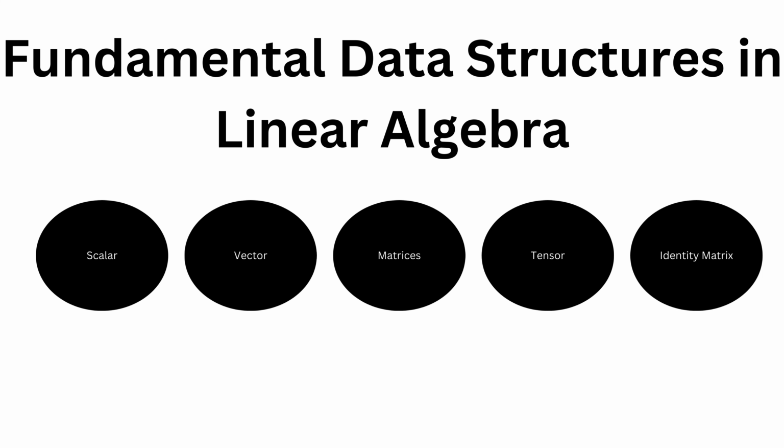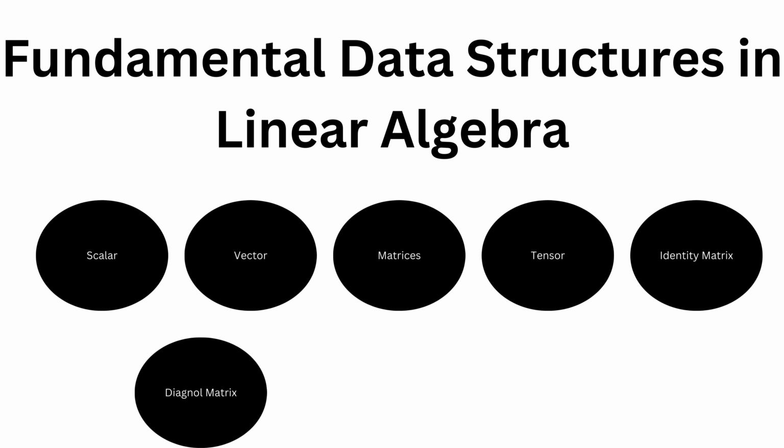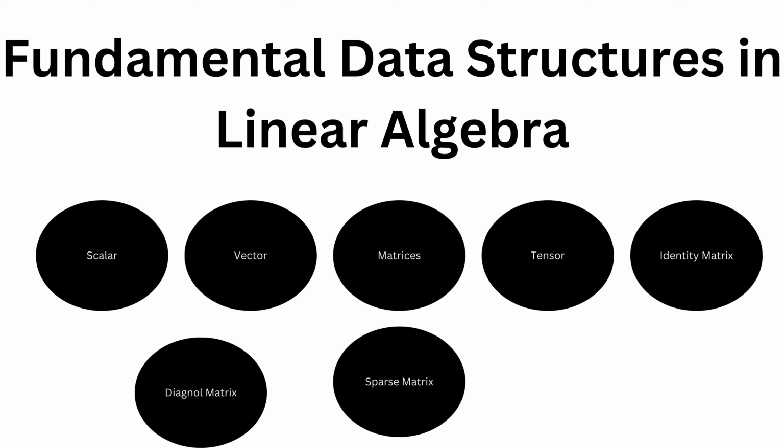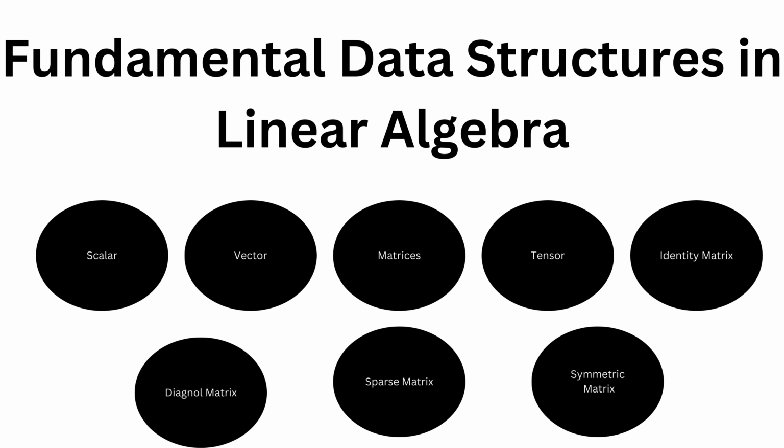Identity matrices, with ones on the diagonal and zeros elsewhere, are pivotal in matrix operations. Diagonal matrices have non-zero elements only along the diagonal, simplifying many matrix computations. Sparse matrices are primarily made up of zeros, used when data is minimal to save space and improve efficiency. Finally, symmetric matrices are equal to their transpose and are key in many applications due to their balanced properties. Each of these structures plays a specific role in mathematical computations and has unique applications in machine learning and beyond. Understanding these will help you grasp more complex algorithms and techniques used in artificial intelligence.